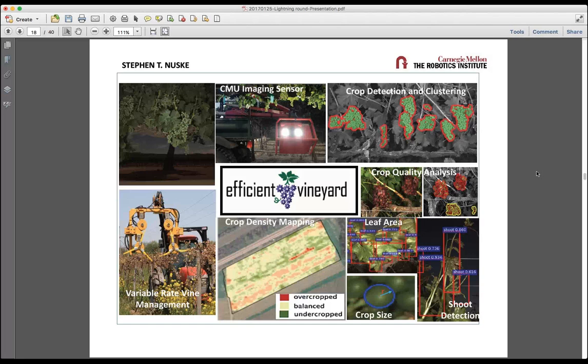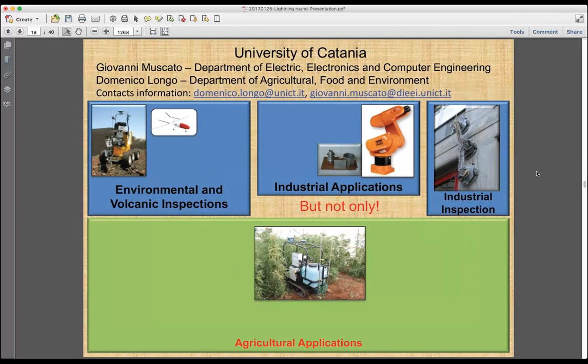Do I have any time left? We still have 10 seconds. Yeah, it's a big project with Cornell University, UC Davis, and a number of other viticulturists and industry growers, and we're going to be working on this for the next few years and evaluate essentially the bottom line in how much automation helps growers and their economic viability. Thank you very much, Steve.